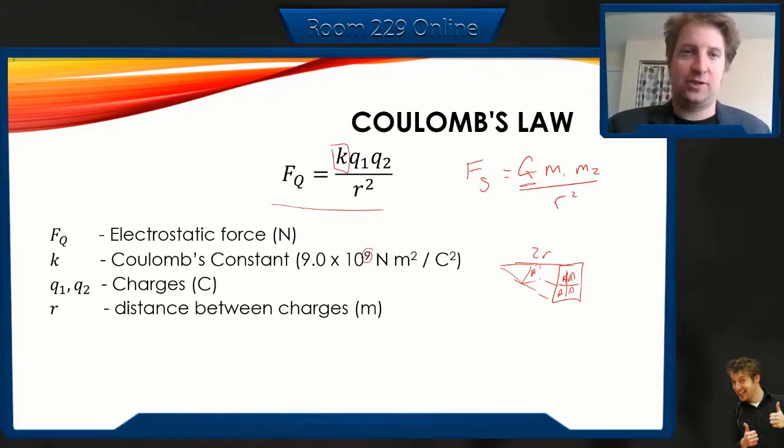So our electrostatic force, we're going to call it FQ. That's going to be measured in newtons. And we have our Coulomb's constant, 9 times 10 to the 9 newton meters squared per coulomb squared. Our charges, again, are measured in coulombs. And we have our distance, again measured in SI units.